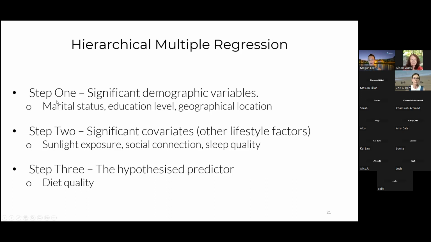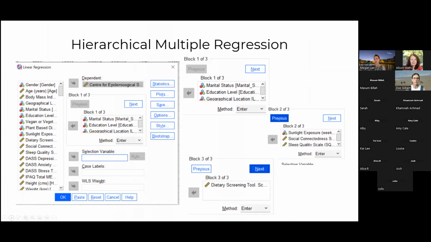But you can do it the other way around. You can put diet quality in first and then put your other variables in and see what happens that way. I prefer this way so that you always find that unique prediction of your hypothesis in that final model. But if you've been told to do it differently by your supervisors, that's completely okay. There's so many different ways of building these models. So let's go.